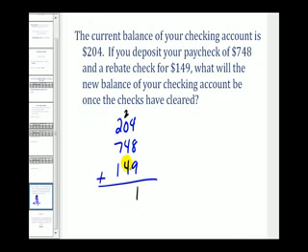Here we have 0 plus 4 plus 4, that's 8, plus the 2 that we carry, that would be 10. So we write down the 0 and carry the 1 to the hundreds column. So here we have 2 plus 7 plus 1, that's 10 plus 1, which would be 11. So the new balance in the checking account will be $1,101.